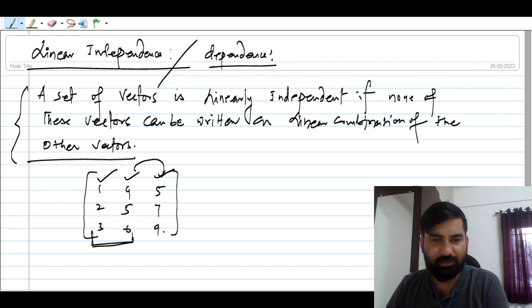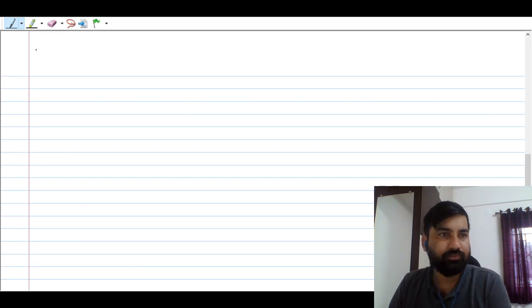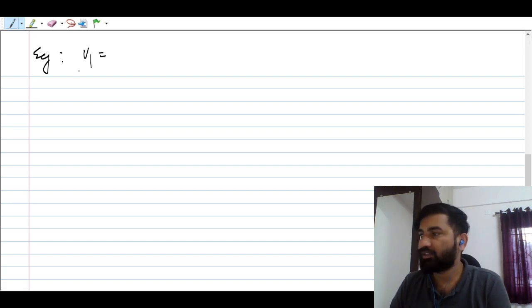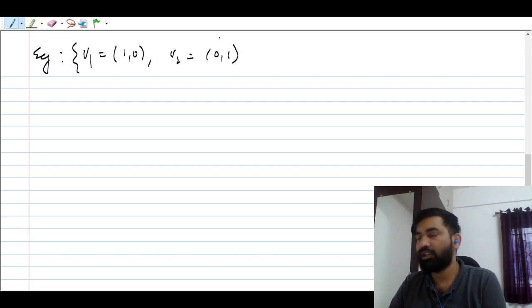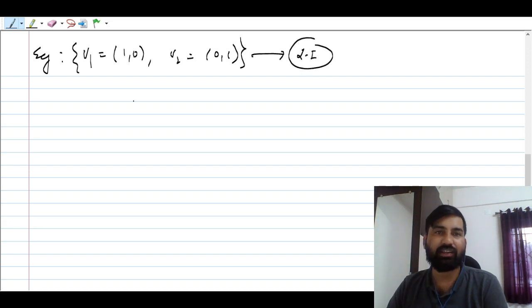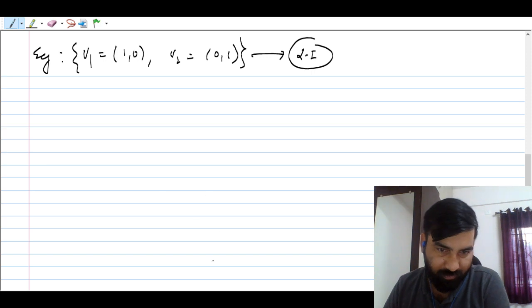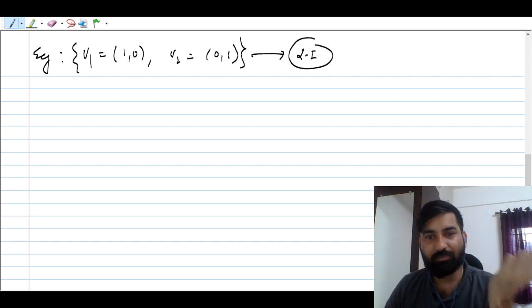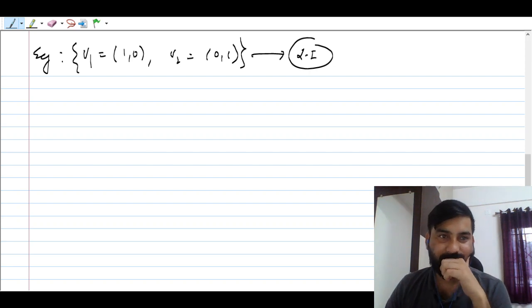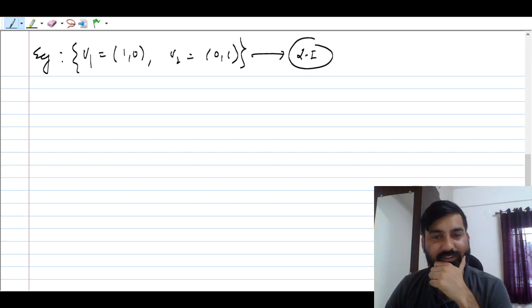Just let me give you some other examples as well. Suppose we have some set here, v1 equal to 1 0 and v2 equal to 0 1. See guys, they are linearly independent. You can't express v2 in terms of v1. You can't take a linear combination, or you can say you can't multiply something and get v1 or v2. That you have to remember.